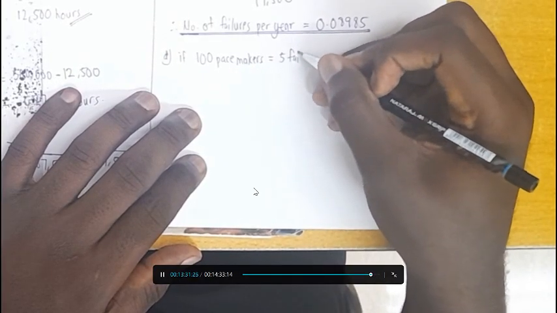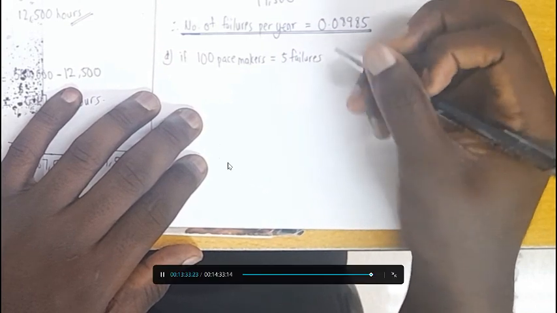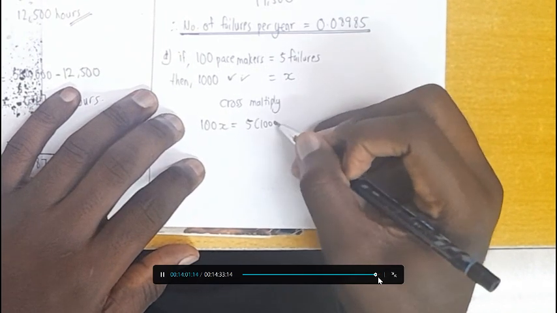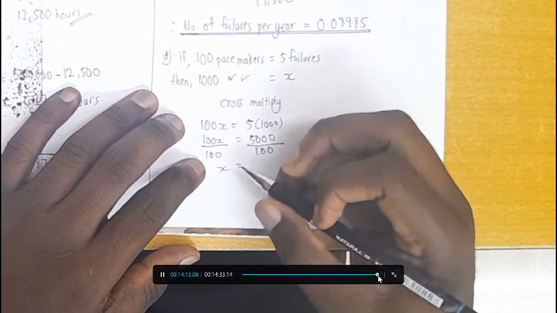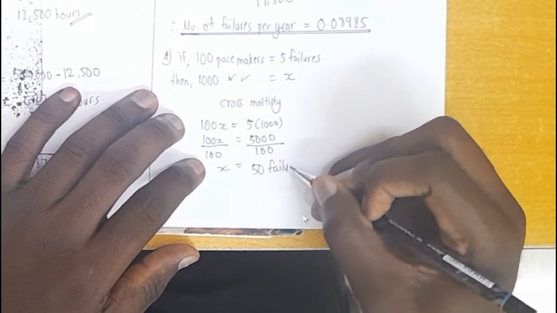Now for the last part of our question, we are tasked to find out the number of failures we could expect in the following year if 1,000 units were issued. So we use the data that we already have. We know that 100 pacemakers result in 5 failures, so 1,000 pacemakers result in what? X. We then just cross multiply, and that gives us our answer as 50 failures. So you can expect 50 failures.